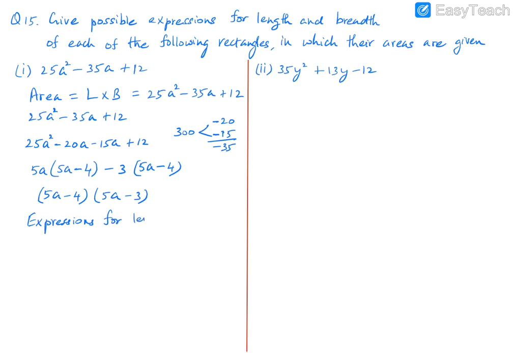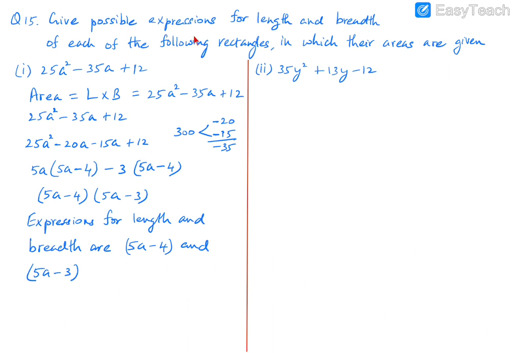So the possible expressions for length and breadth are 5a minus 4 and 5a minus 3. So these will be our expressions for length and breadth.